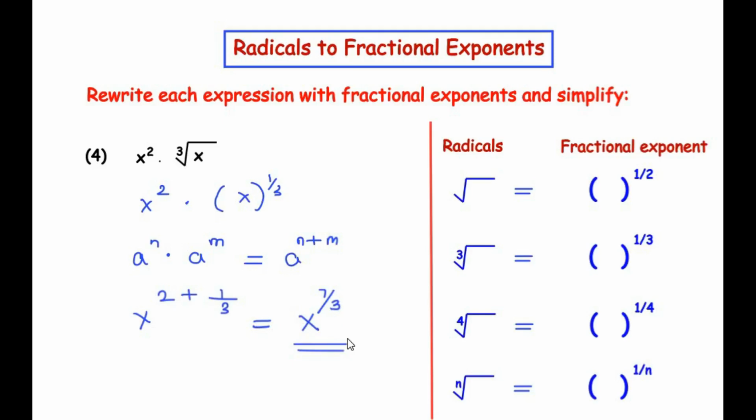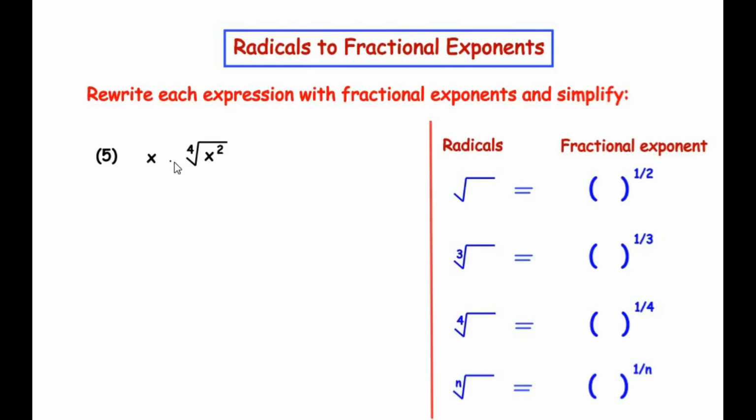Now let us look at the fifth one. The fifth one is x times the fourth root of x squared. Let us keep this x as it is and start simplifying this radical expression. Since this is a fourth root, let us write x squared as it is and raise it to the fractional exponent, that is 1 over 4. Now let us first simplify the second term.